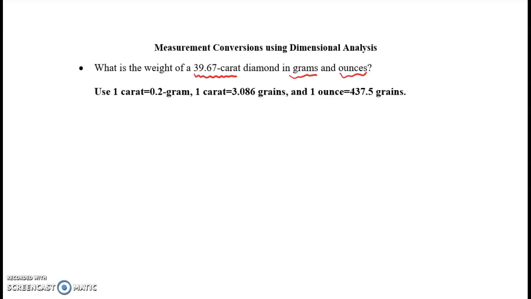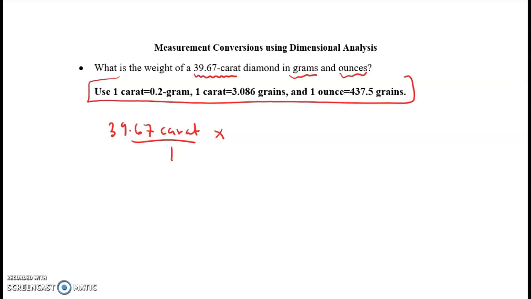First, we're going to start by expressing the initial measurement, which is the 39.67 carat, as a fraction over 1. That is the first step. Next, we're going to use one of these identity ratios to convert from carat to grams. And the only place we see gram is in the 1 carat equal to 0.2 grams.